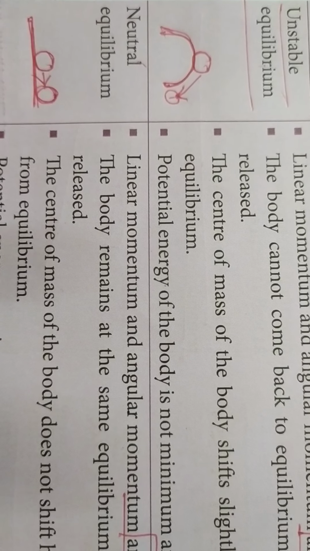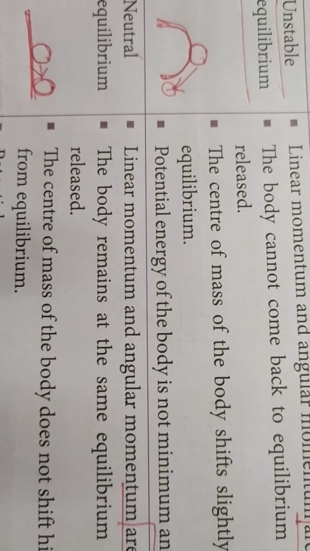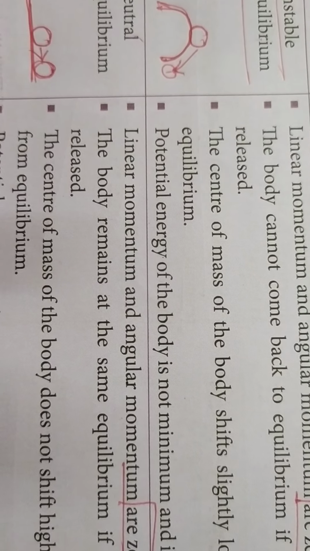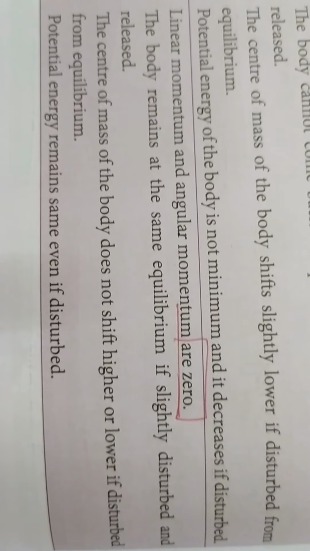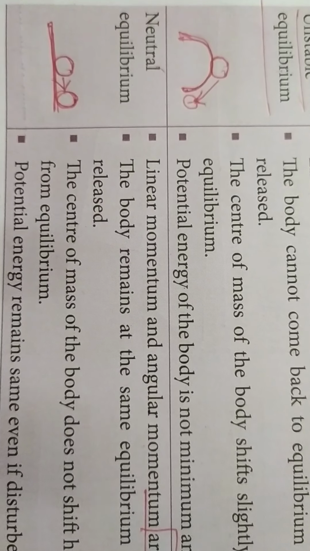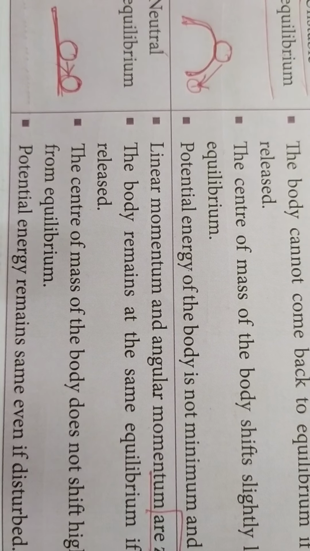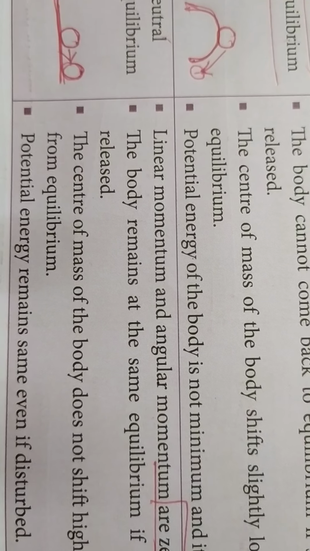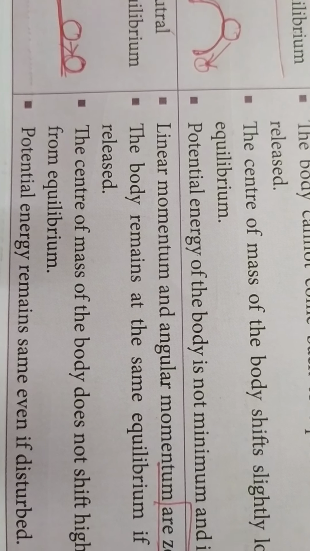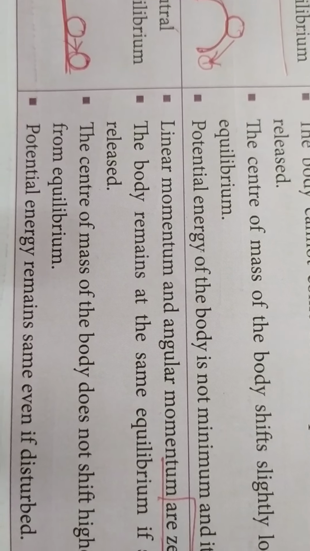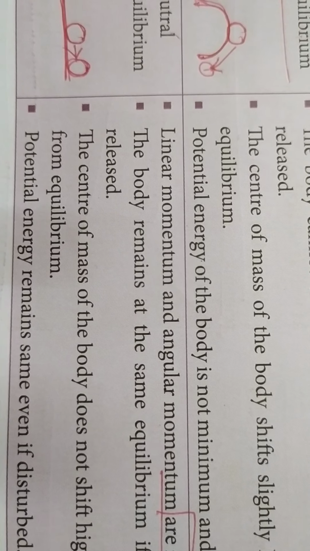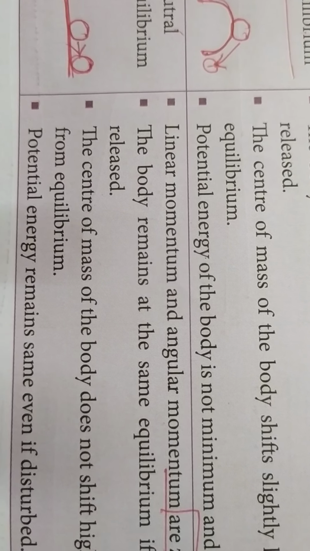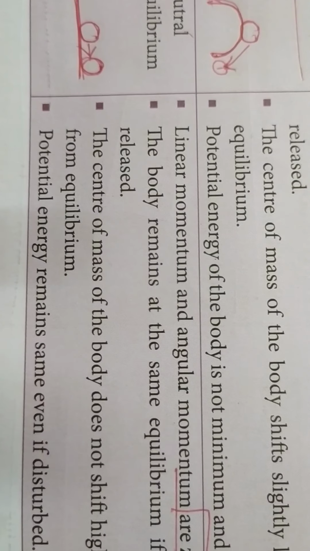So when you see it is at the bottom, the center of mass of the body shifts slightly lower. Here also the potential energy of the body is not minimum, it decreases because the ball is now on the ground. So actually the potential energy is decreased. Only if it is at a certain height will it have maximum value, but since this is on the ground, when you see mgh, the h will become 0, so the potential energy is 0.